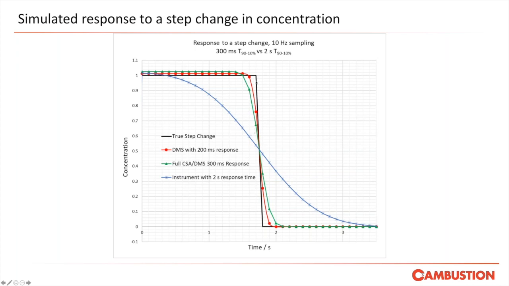Now, a PMP system that you can buy on the market might have a time response of, say, 5 seconds, in fact. But let's be generous and say a system has a time response of 2 seconds. Then you can see the effect here, even though it's still 10 hertz data in this example, it's really, really slowed down.